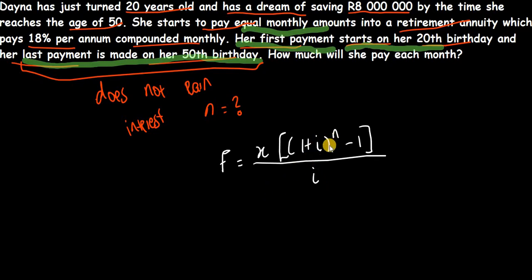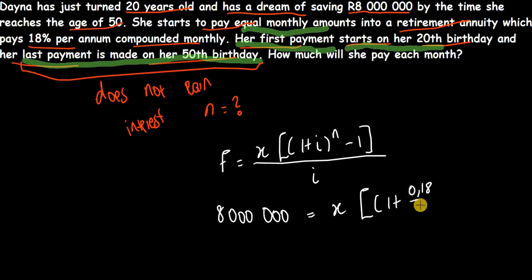Now the number of payments. Future value, guys, is 8 million. We know we're looking for 8 million. That's what she wants in future. We don't know how much she must be depositing every month, but we do know that the interest was 0.18 over 12 to the power of what?